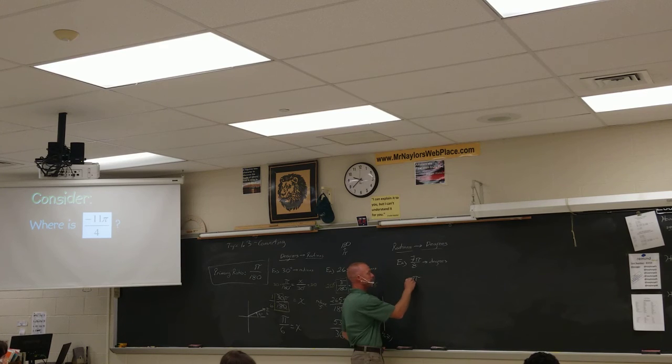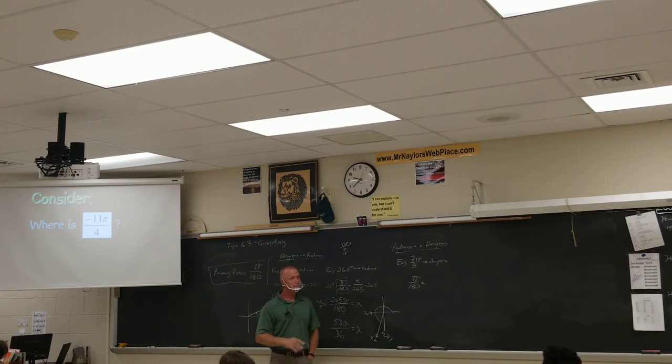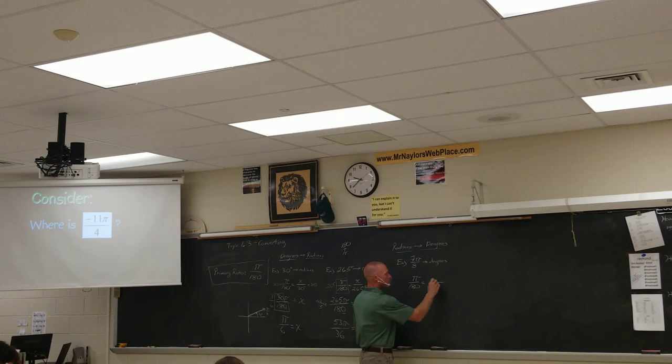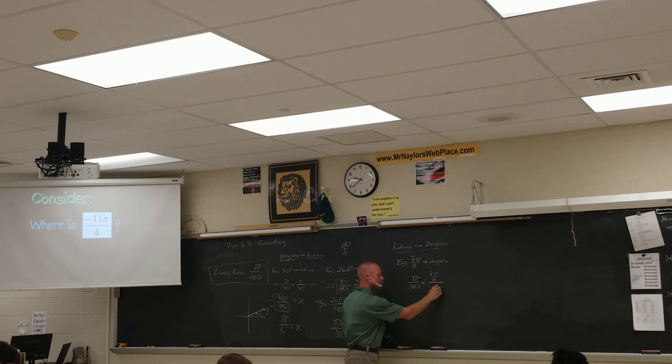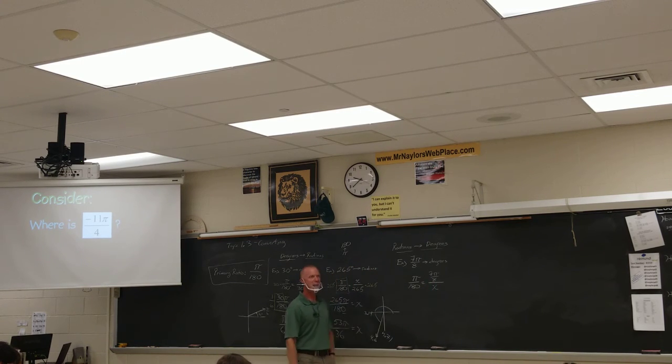Okay, now to do it, it's still pi over 180. That's the good news. It's the same thing. Radians goes in the numerator. So now I fill in my 7 pi over 8 over, this time my unknown, over x. So degrees goes in the denominator.